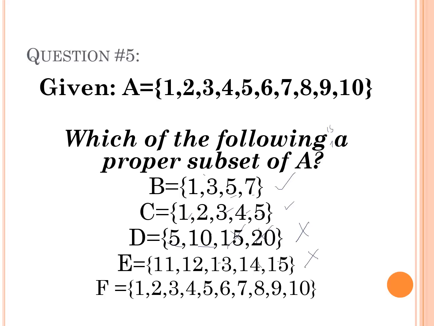For set F, we have 1, 2, 3, 4 until 10 as its elements. Remember the definition of proper subset. It should have at least one element that is not an element of the other set. Since they are equal sets, this is not a proper subset of set A. Okay, so that is for question number 5.